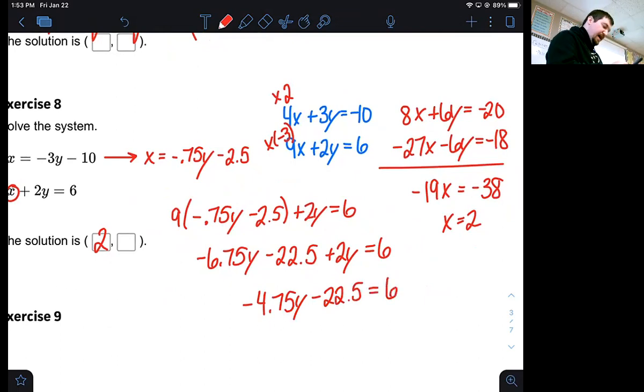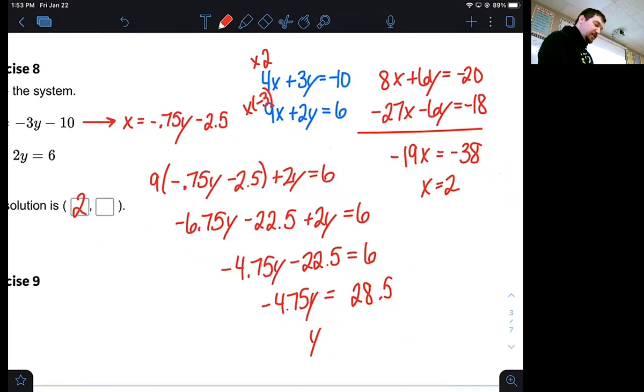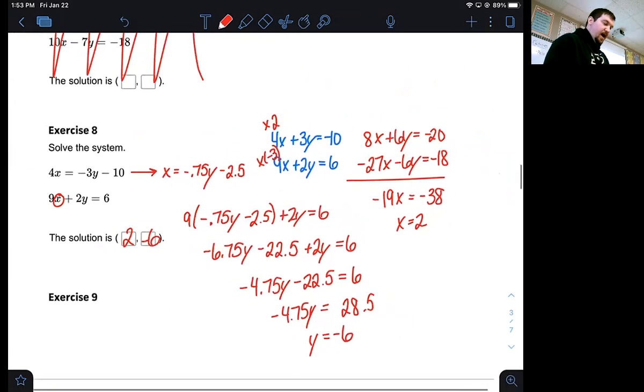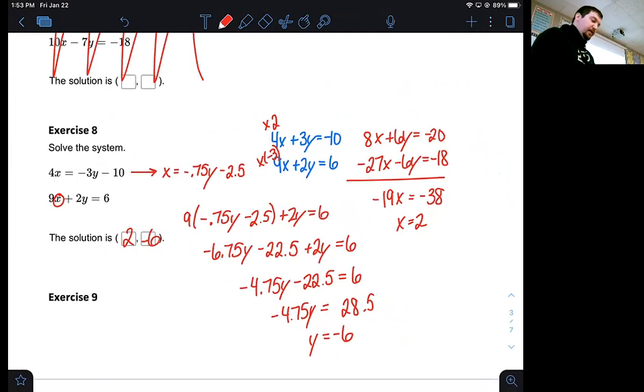Add the 22.5 to the other side, that's 28.5. When you divide them, you get y equals 6. Oh, it should be -6. And it should be negative, yeah. And that, as terrible as that looks, actually just gives you our answer. So I think elimination, just because of the decimals, is probably your better way here. You'll end up getting 2 for x first, and then you'll get -6 for y. If you do substitution, you get -6 first, and then you'll get +2 for y.